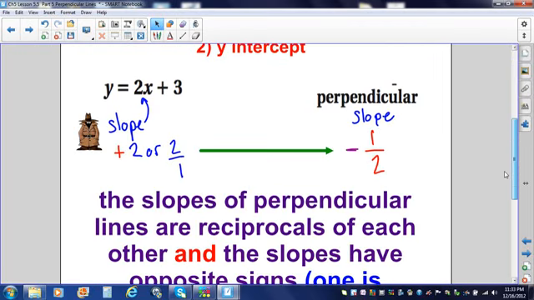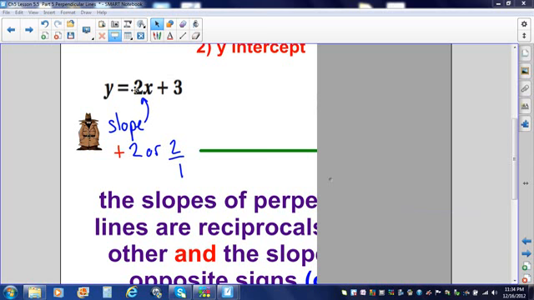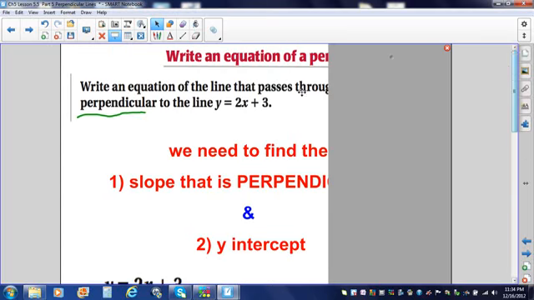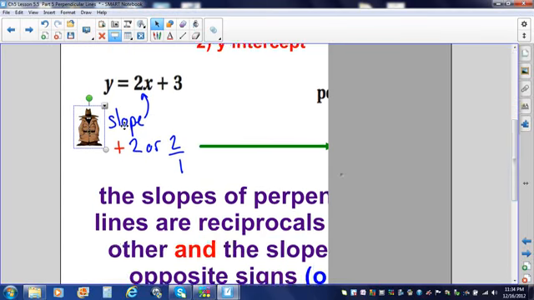So, here we go. We have the equation y equals 2x plus 3. The slope of this line would be positive 2, which is the same thing as 2 over 1. Remember, directions asked us to find the line that is perpendicular. So, we need to find the slope that is perpendicular to positive 2 or 2 over 1. Drum roll, please.